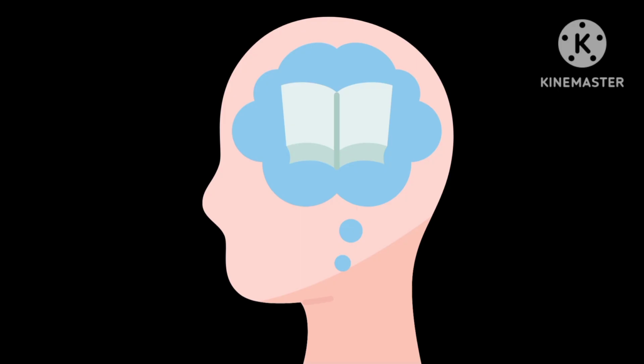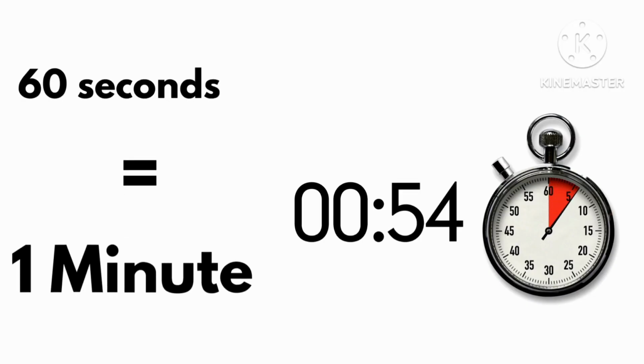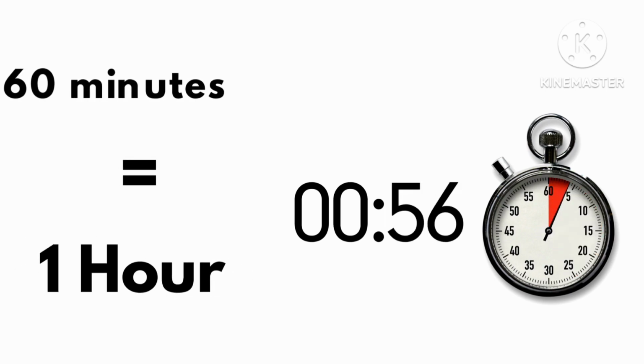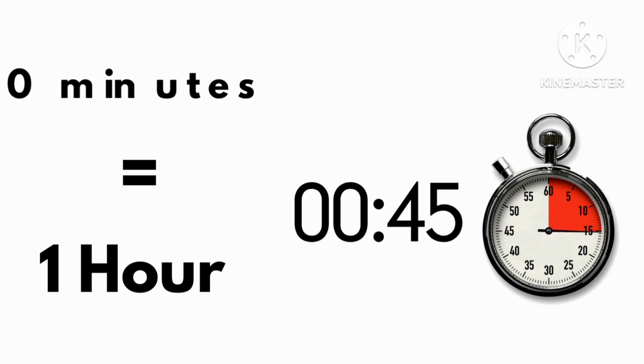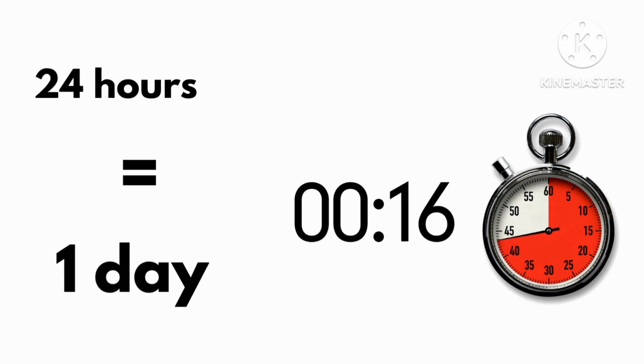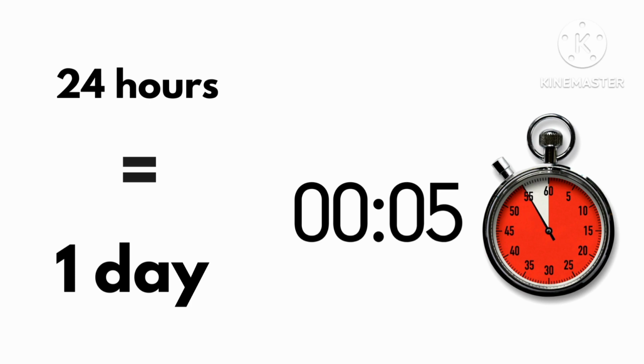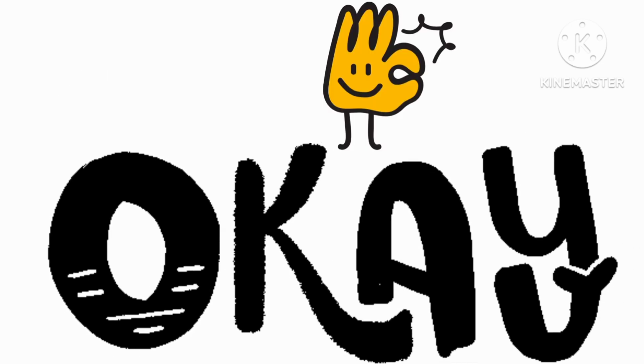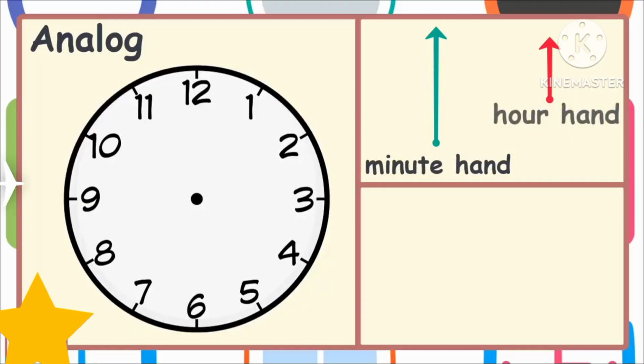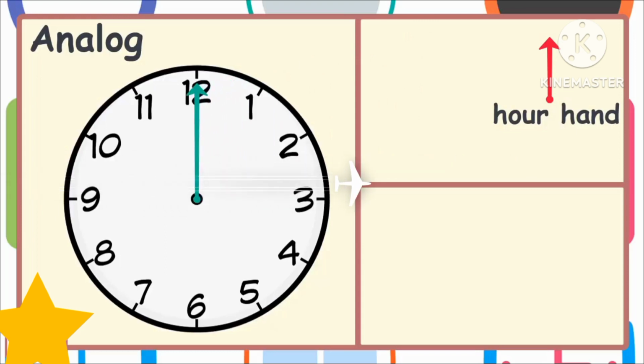All right. So before we start talking about what the time is, let's memorize this. 60 seconds equal to 1 minute. 60 minutes equal to 1 hour. And 24 hours equal to 1 day.